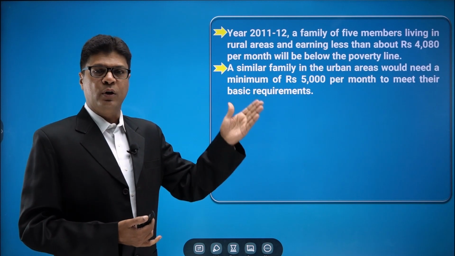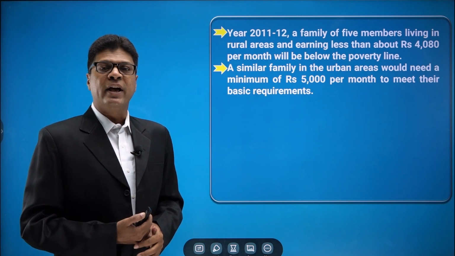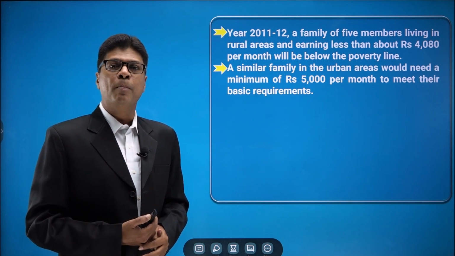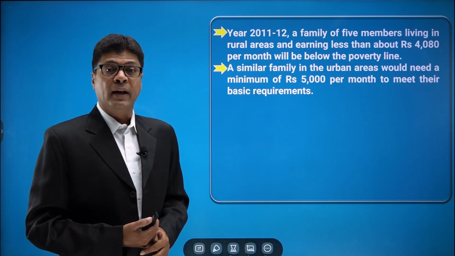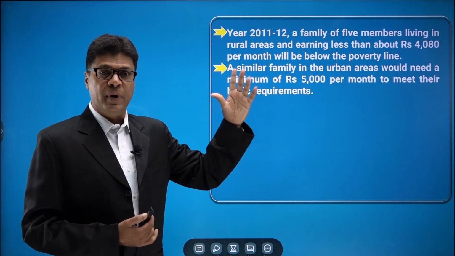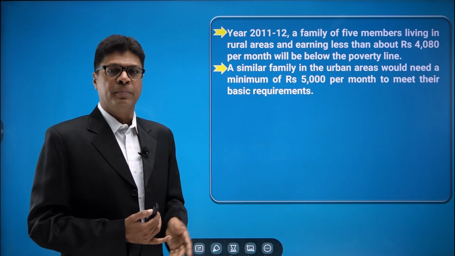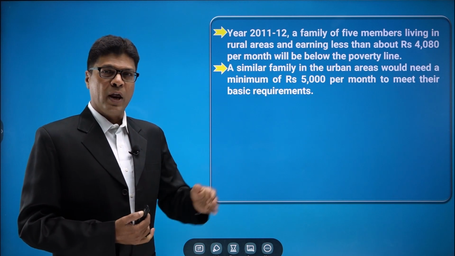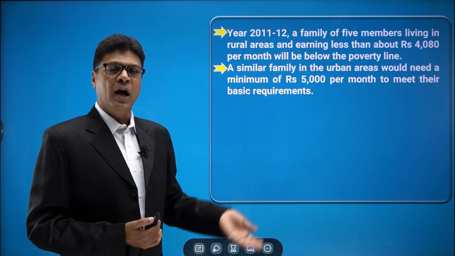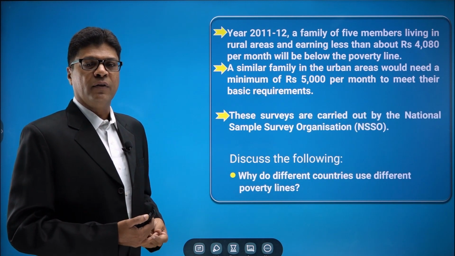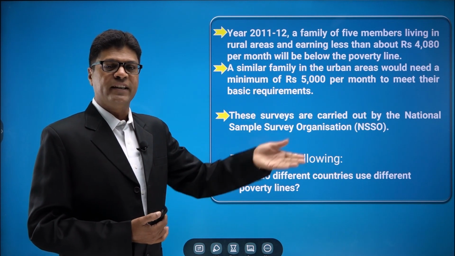In 2011-12, a family of 5 members living in rural areas and earning less than rupees 4080 per month, look at the data, will be below the poverty line. I am talking about a family of 5 members. A similar family in an urban area would need a minimum of 5000 per month to meet their basic requirements. The data has been changed by the government for the rural area and for the urban area. These surveys are carried out by the National Sample Survey Organization, NSSO.